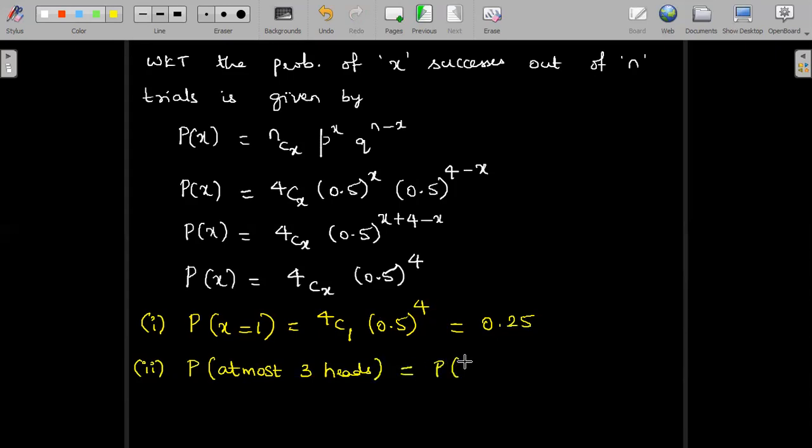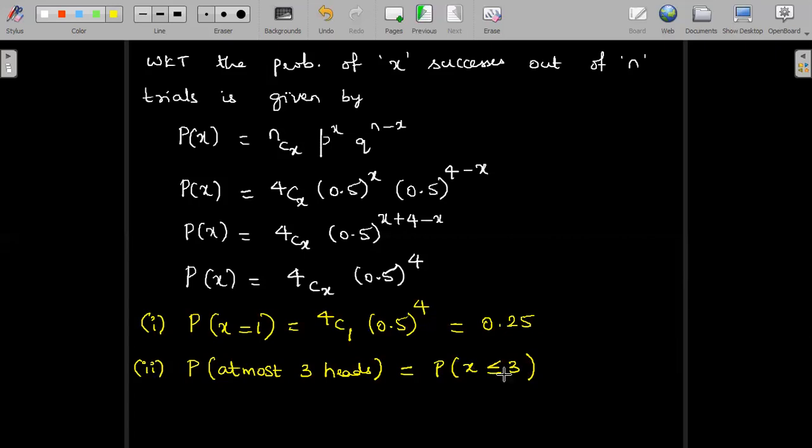So the probability of getting at most 3 heads means maximum 3 heads we can have, so it should be less than or equal to 3. So what are all the possibilities? I'll repeat this once again. Probability of at most 3 heads means maximum we can have 3 heads because we are doing 4 trials. N is equal to 4 trials we are performing. In that, at most 3 heads means it is probability of x less than or equal to 3.